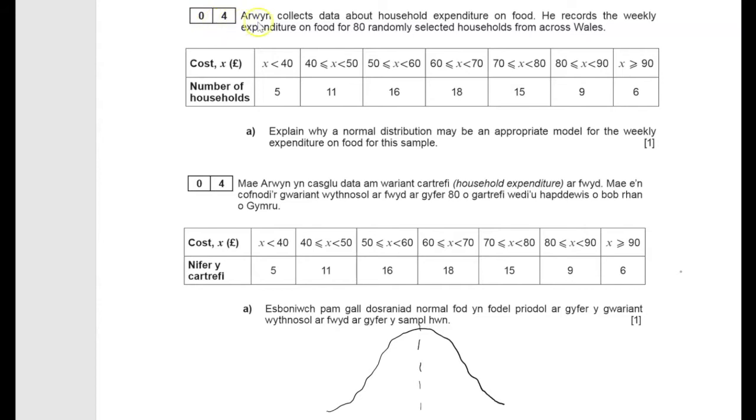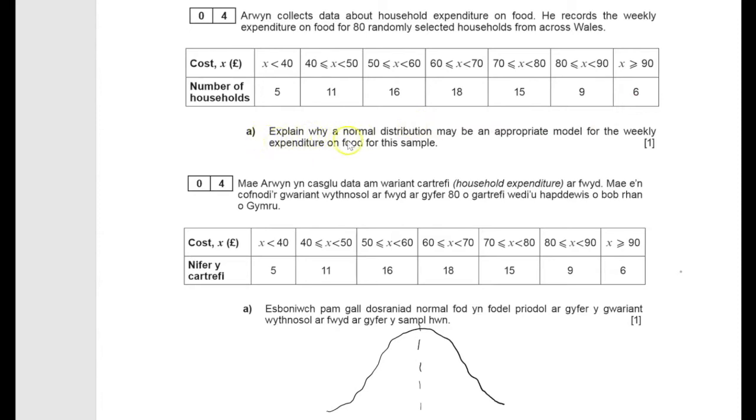Question 4. Owen collects data about household expenditure on food. He records the weekly expenditure on food for 80 randomly selected households from across Wales. So we have the data here, going from a household whose expenditure is less than 40, and then grouped intervals going up to the last one, x is greater or equal to 90.